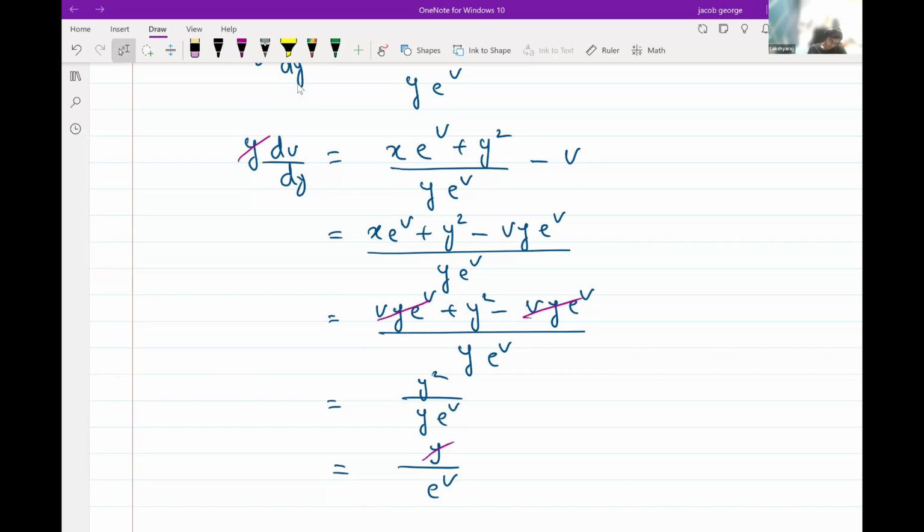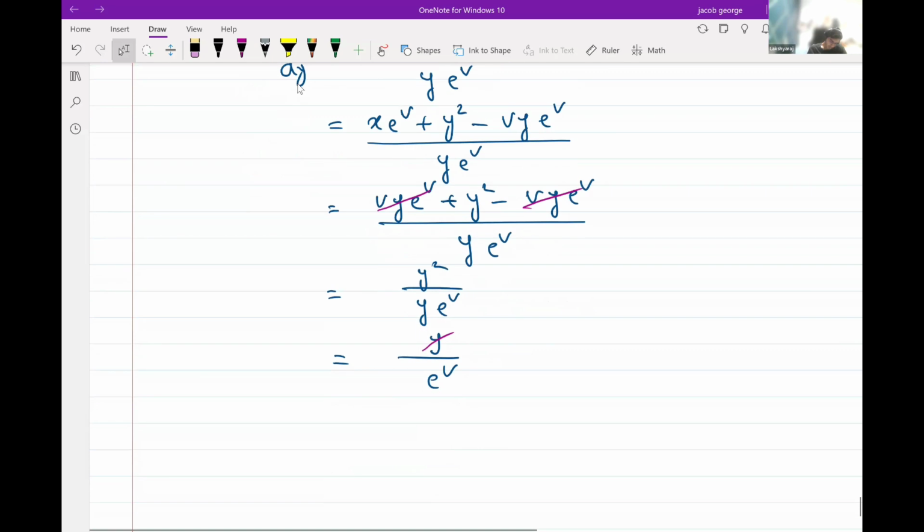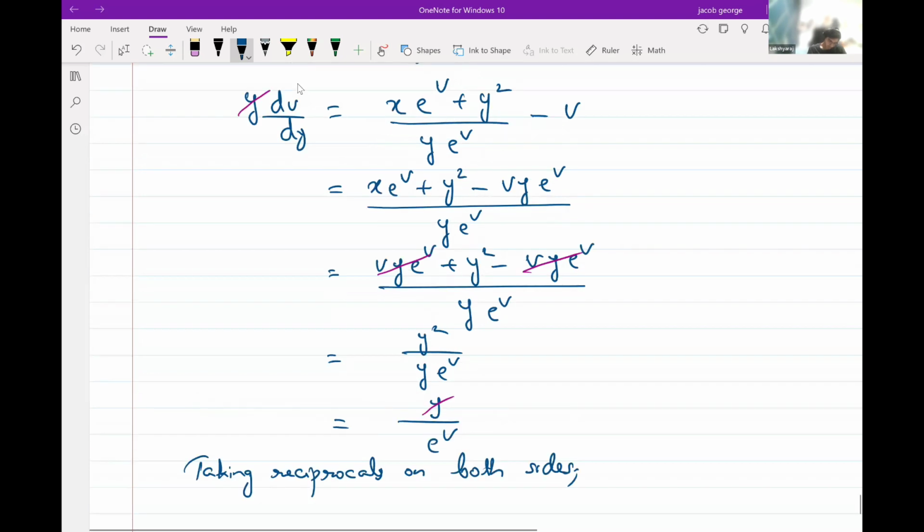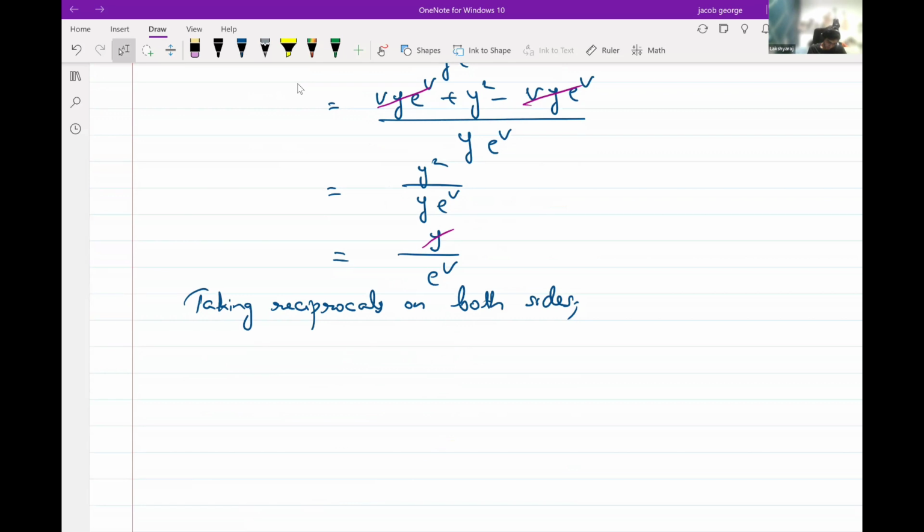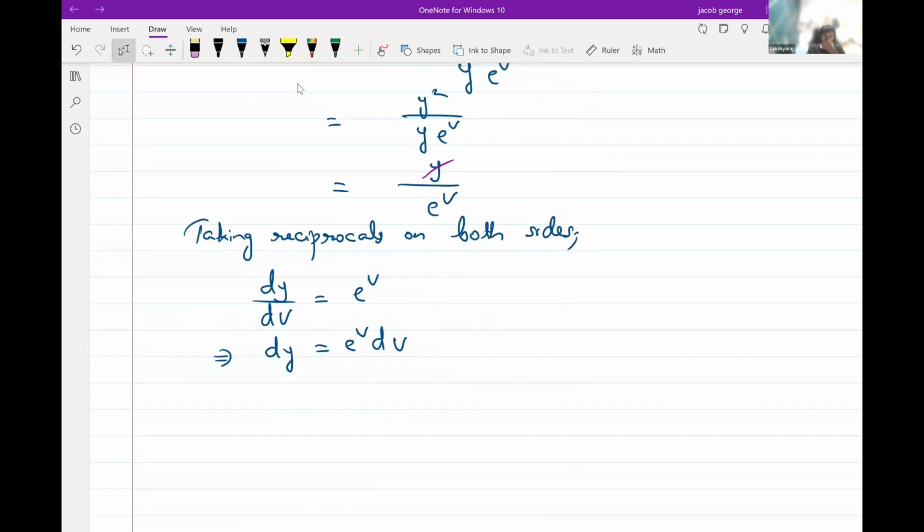Now taking reciprocals on both sides, we get dy by dv is equal to e raised to v, or dy is equal to e raised to v dv. Clear?